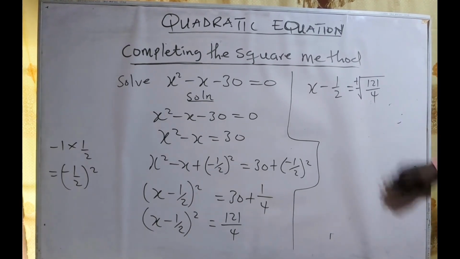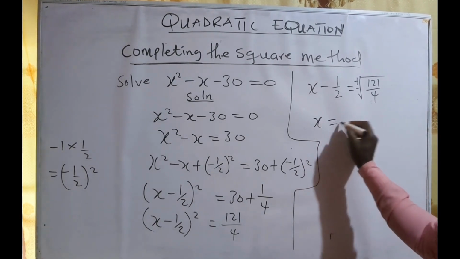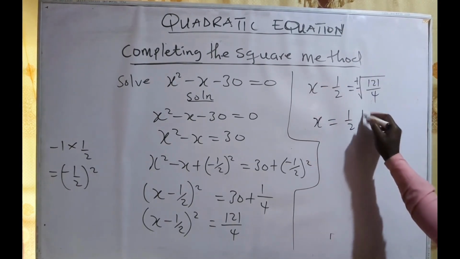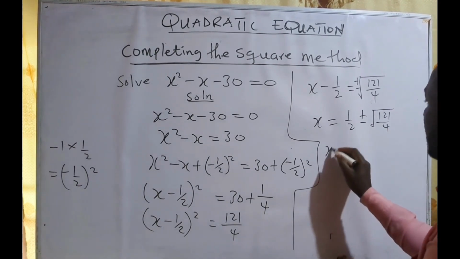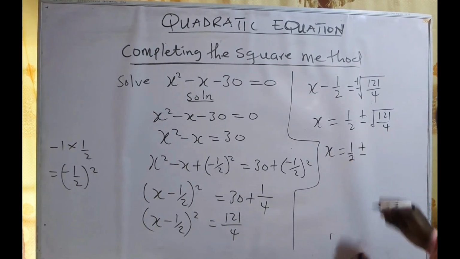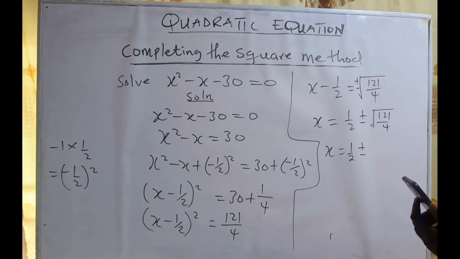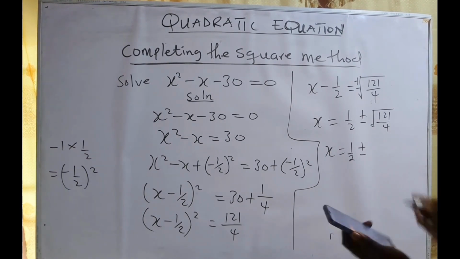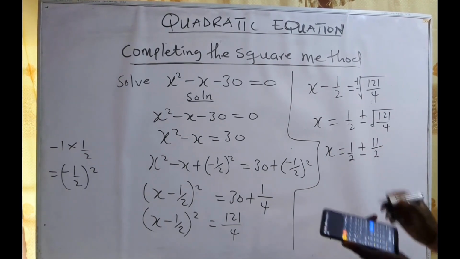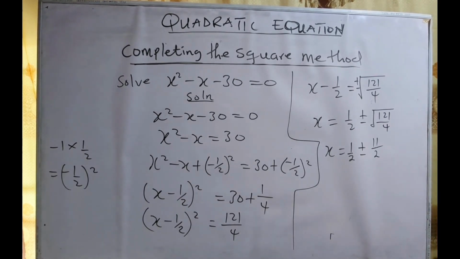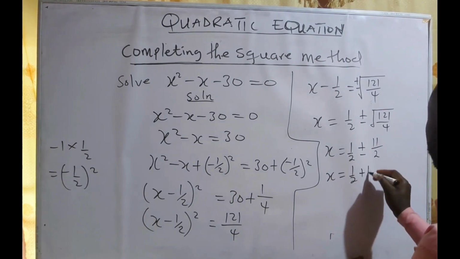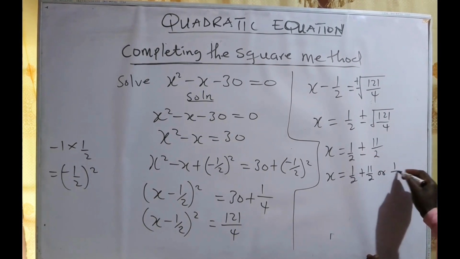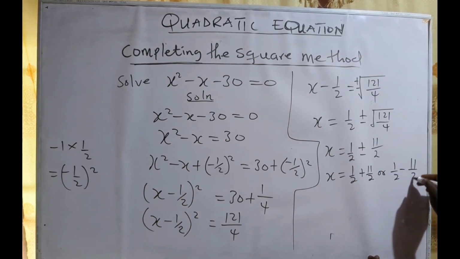I hope it's understood. So we will have our x to be equal to 1 over 2, plus or minus the square root of 121 on 4. So the square root of 121 will give me 11, and the square root of 4 is going to give me 2. So I have x is equal to 1 over 2 plus or minus 11 over 2. So my x will either be 1 over 2 plus 11 over 2, or 1 over 2 minus 11 over 2, you take the negative side.